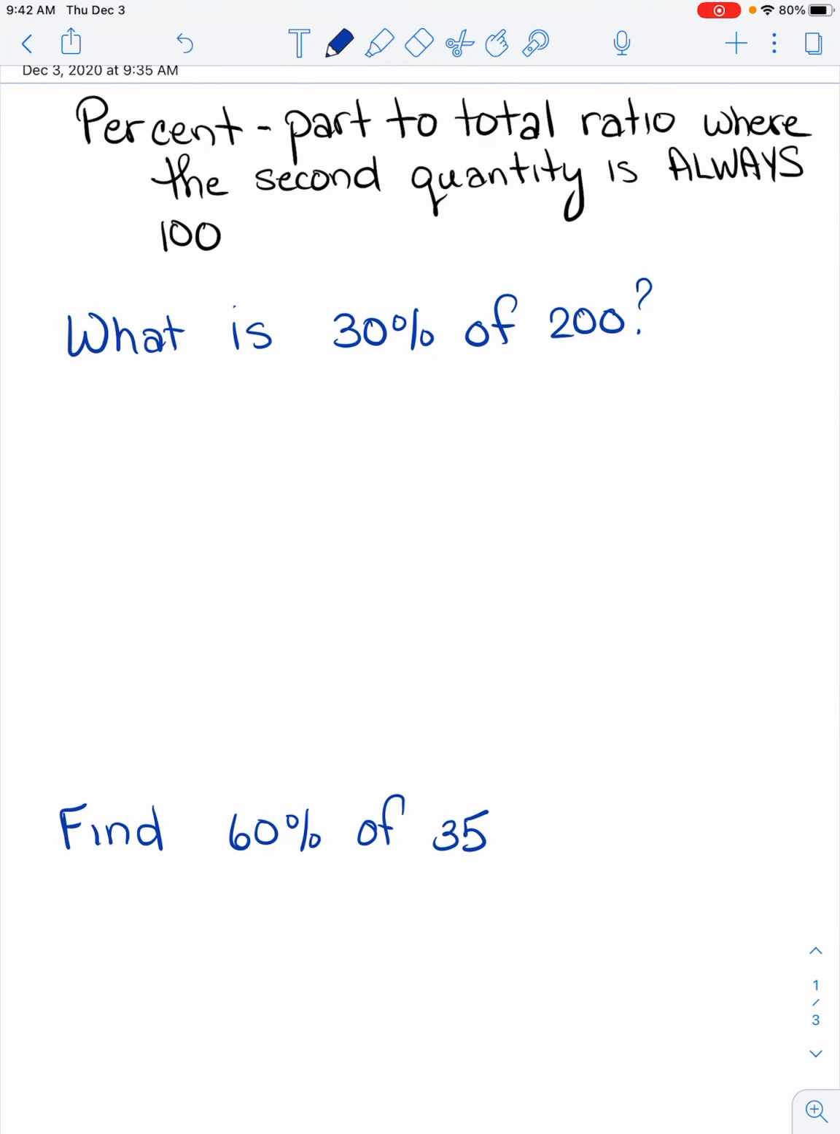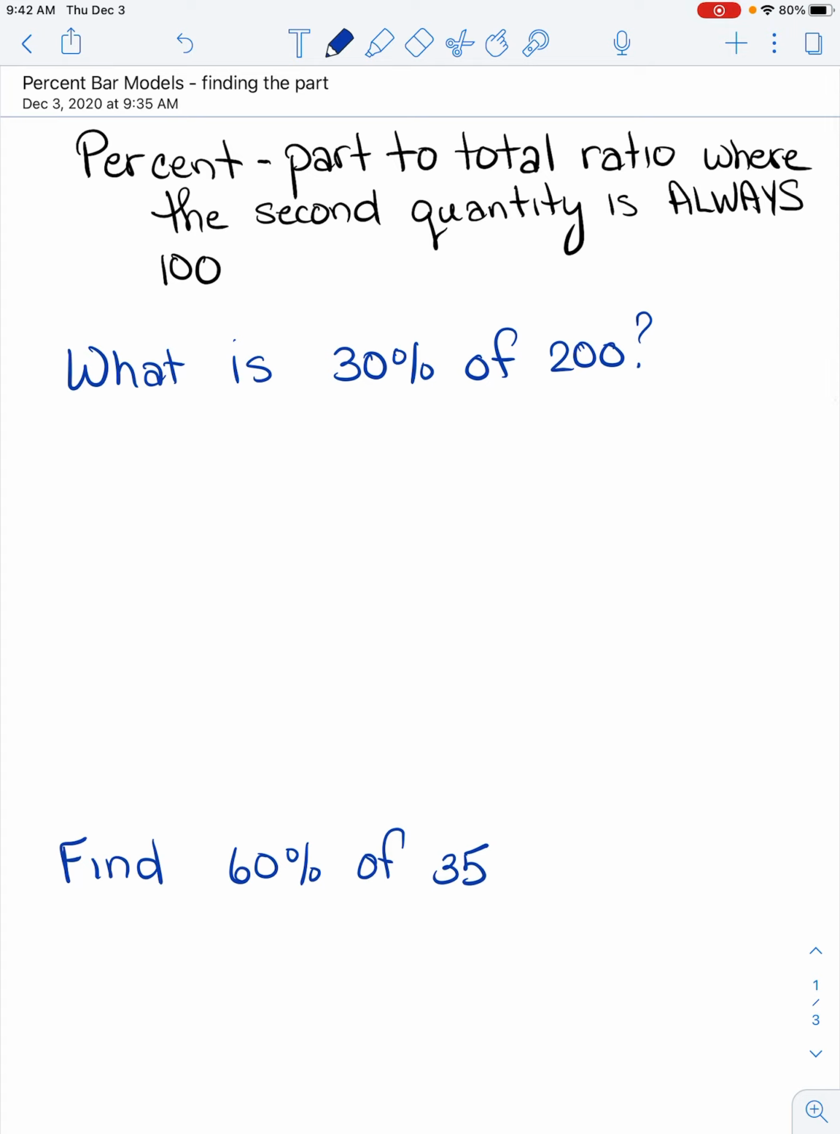So to review, a percent is a part-to-total ratio where the second quantity, the total, is always going to be 100. There are many strategies we can use to solve percent problems, and today we're going to talk about bar models.